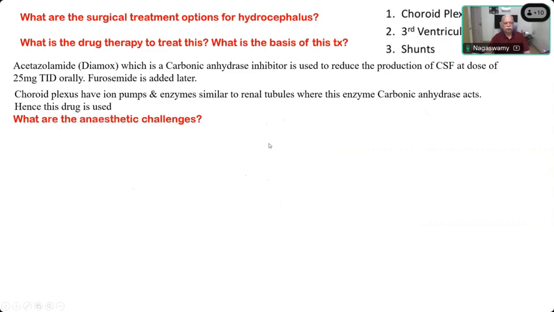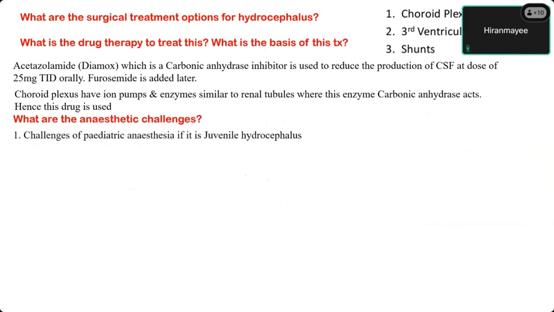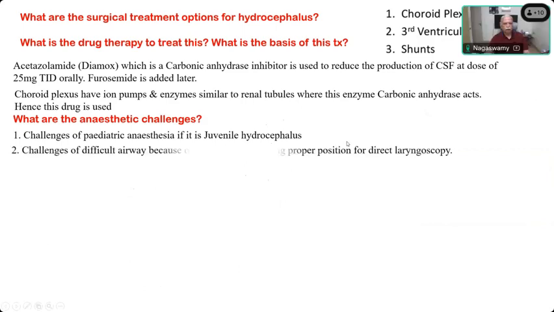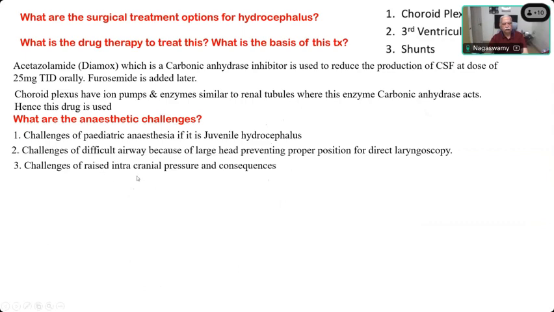What are the anesthetic challenges in this case? The large head makes the airway a little difficult, so we have to place a wedge under the shoulder to support the head, or bring the head outside the table to intubate the child. The challenges are a difficult airway because the large head prevents proper positioning for direct laryngoscopy, and raised intracranial pressure and its consequences.